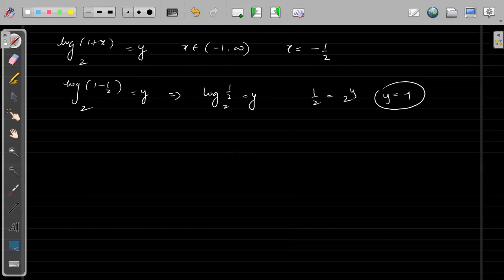If x is equal to -0.5, that is what I've taken. If x is equal to -0.5, you will have y is equal to -1. Yes. Understood? Has everybody understood?